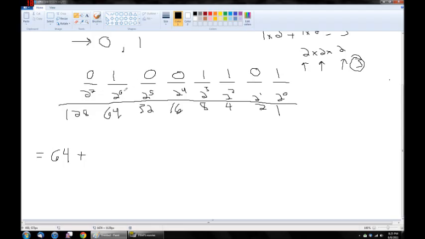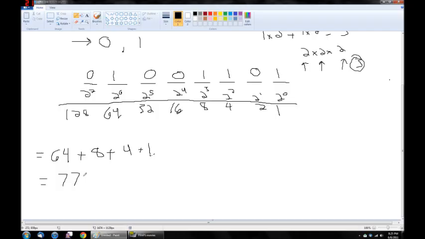And our next digit, we have a 0 here, so we don't use that one. We have a 0 here, so we don't use that one. We have 2 cubed, which is 8. So let's add 8 to our answer. Next, we have 2 squared, which is 4. And finally, we have 2 to 0, which is equal to 1 by our cheat sheet. So we can add all these together, and we get 64 plus 8 is 72, plus 4 is 76, plus 1 makes 77.